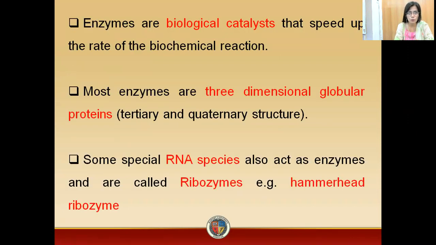So, moving towards the introduction of enzymes. Enzymes are biological catalysts. They speed up the reaction. Most of the enzymes are three-dimensional globular proteins, that is, they are tertiary or quaternary structures. We have discussed these proteins in our previous video lecture. Now, some special RNA species also act as enzymes, and we call these special RNA species ribozymes. An example is the hammerhead ribozyme.